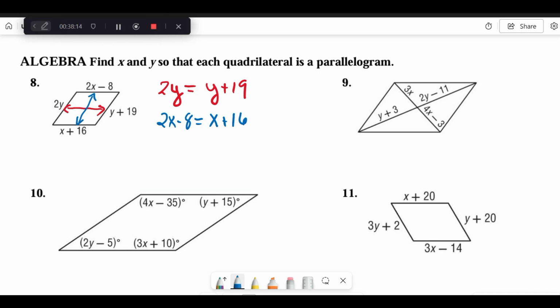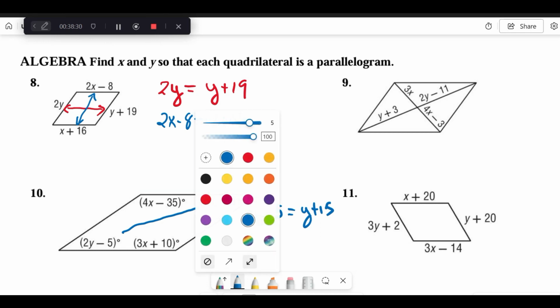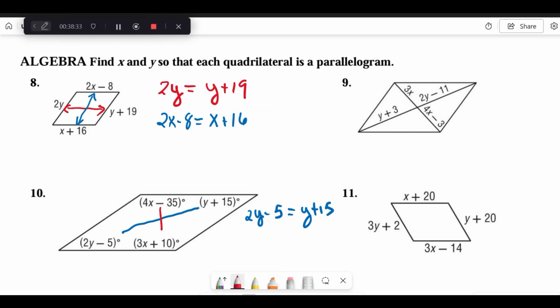And you do the same thing here. I have these two angles. If this is a parallelogram, they have to be congruent. So 2y minus 5 would have to be equal to y plus 15. And then these two angles would have to be congruent. So 4x minus 35 would have to equal 3x plus 10. Okay? So you'd solve for y and you'd solve for x.